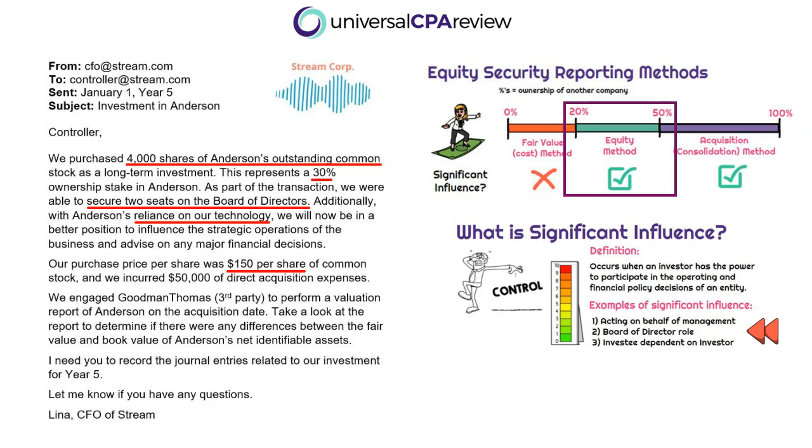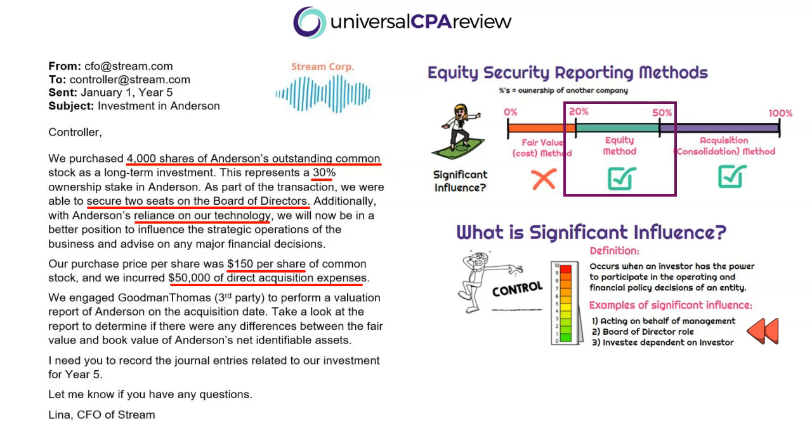Now it tells us our purchase price was $150 per share of common stock. Think about that relative to the 4,000 shares. That's going to be our purchase price. But we also need to think about whether there are direct acquisition expenses. It says they incurred $50,000. So we'll come to that when we go through our steps.